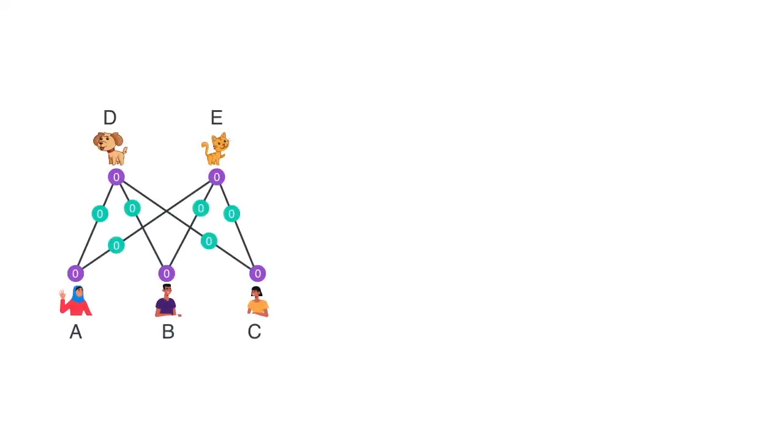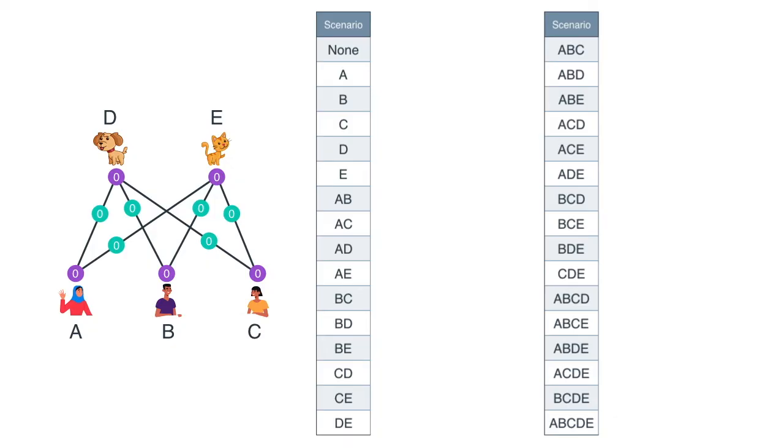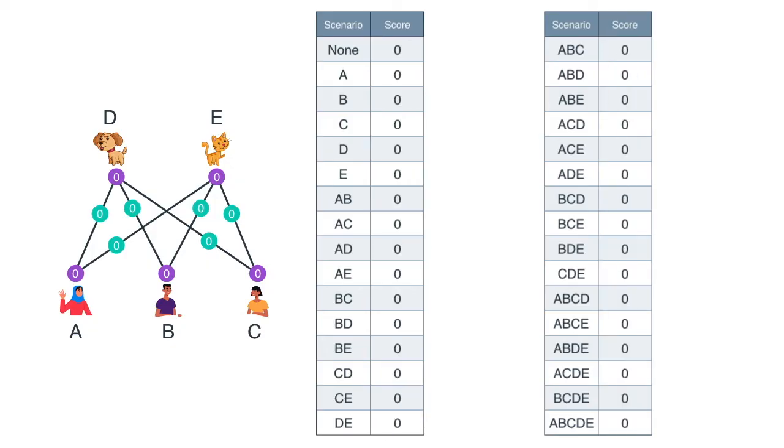Let's start with some random weights on our RBM. Say for simplicity that they're all 0. Now, what probabilities do we get for our scenarios? Well, here we have our 32 possible scenarios, and here are their scores, which are all 0, since we're adding a bunch of zeros for all of them.